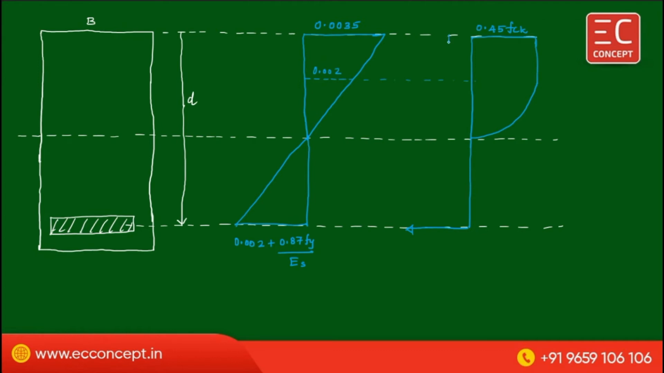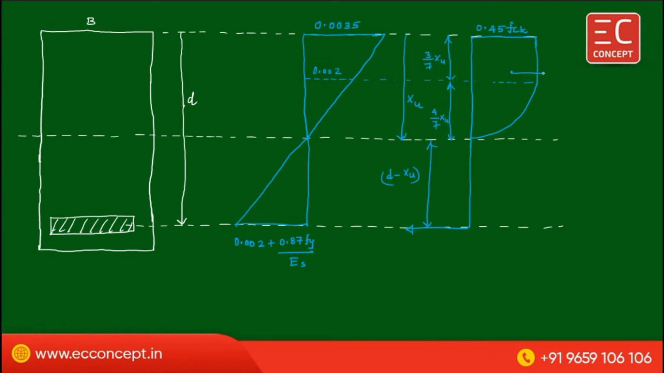We know that from here to here, this distance is 3/7 of Xu. That means this distance is the neutral axis Xu, the distance of the neutral axis, and this balance is d minus Xu. And the remaining, the parabolic segment depth, is 4 by 7 of Xu.